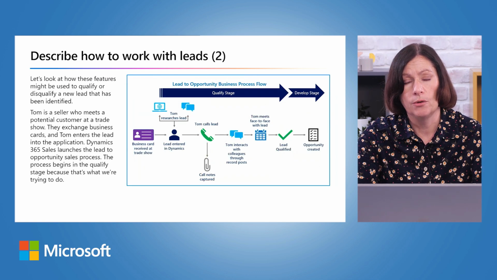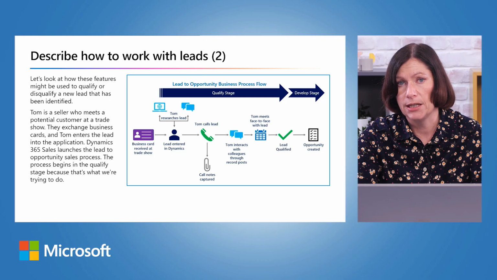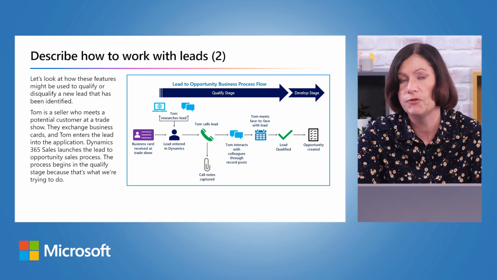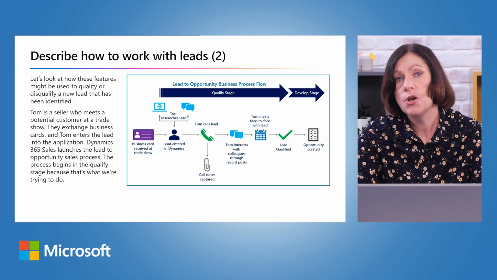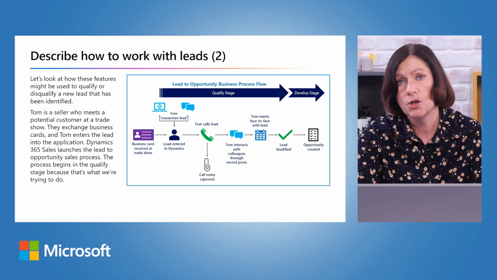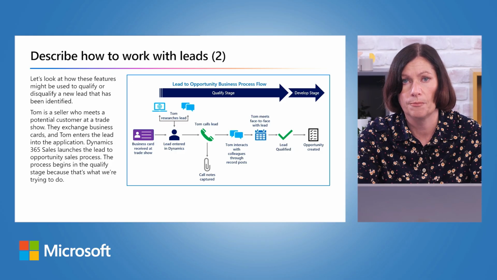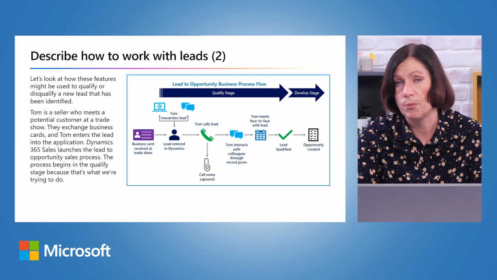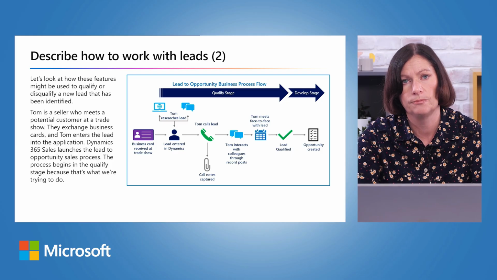Let's look at a scenario where qualification of a lead is taking place using some of the features we've just discussed. Tom is a seller who meets a potential customer at a trade show. They exchange business cards and Tom enters the lead into the Dynamics 365 sales. This starts the lead to opportunity sales process, which begins in the qualify stage.